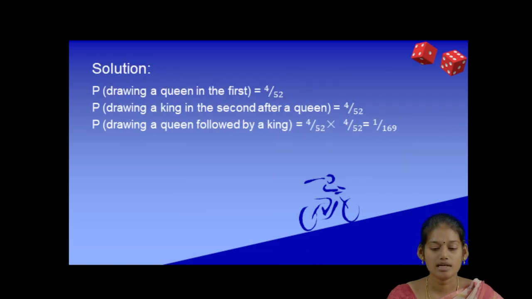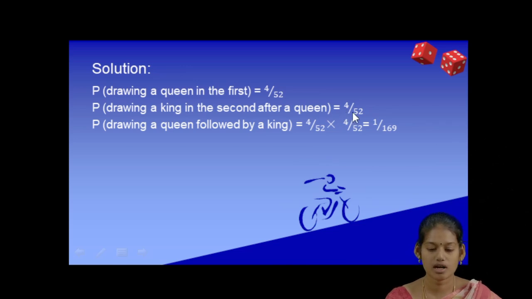So the probability of drawing a queen in the first attempt for Subhi is 4 by 52. We all know that 4 is the number of queen cards and 52 is the total outcomes, that is, the total number of cards. So the probability of drawing a queen card the first time is 4 by 52. Now the probability of a king in the second draw after a queen card. Here we note that it is with replacement. So Sujita draws a king card from the 52 cards, followed by a queen. The total cards is 52 again, the total number of king cards is 4 again, so the probability will be 4 by 52.